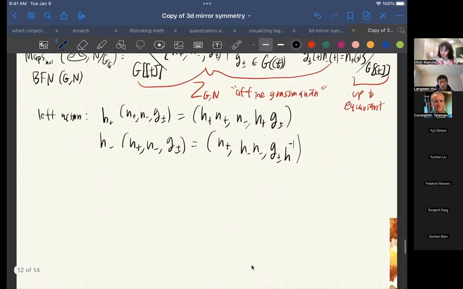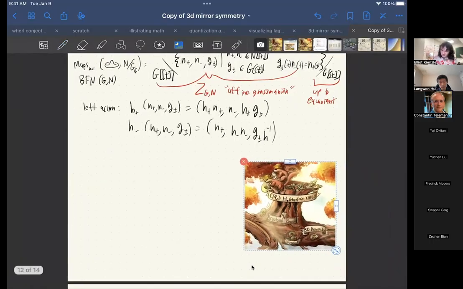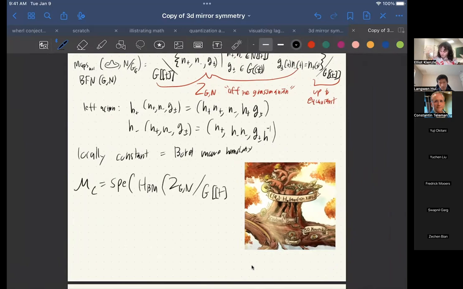And now what does locally constant mean? Well, locally constant means Borel-Moore in this case. It turns out that's the right word. So Borel-Moore homology. So in total, the Coulomb branch from this description should be the thing whose ring of functions is the Borel-Moore homology of the stack quotient of this BFN space by the symmetries. So this is the constant functions on the space of maps.